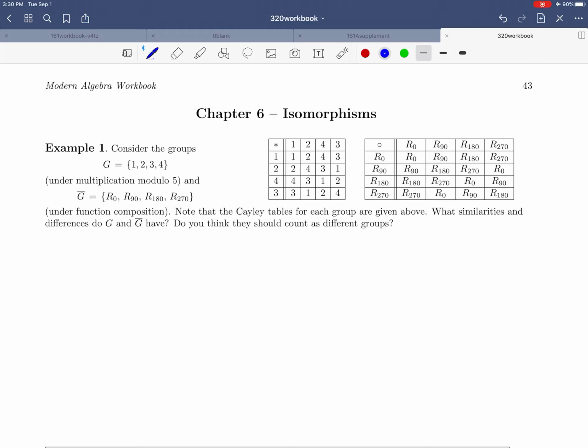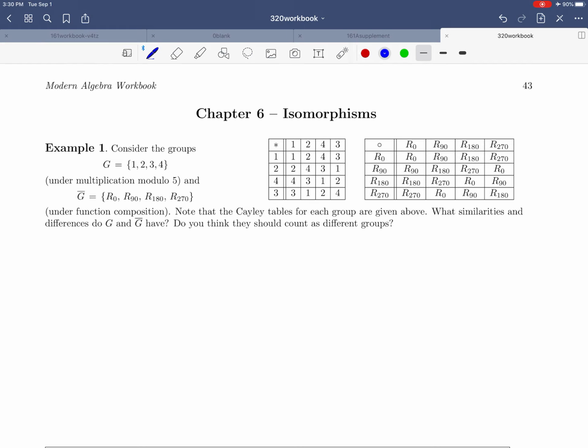In Chapter 6, we are going to look at the idea of an isomorphism. And example 1 illustrates what we mean when we want to decide if two groups are isomorphic. So let's look at example 1. What I'd like you to do is do it on your own and then come back and we talk about it.